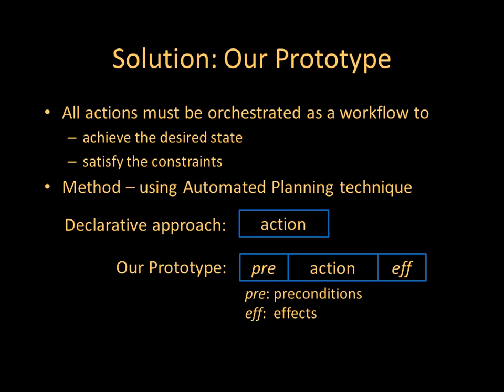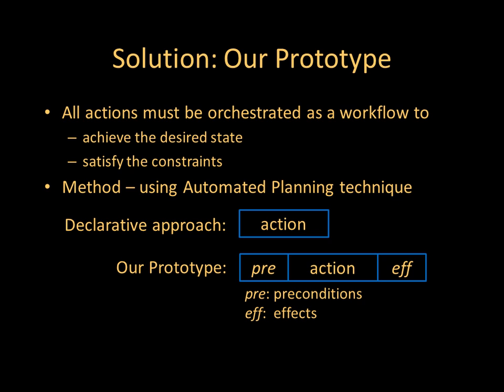So how can our prototype solve the problem? The main key to solve it is that all actions must be orchestrated in a workflow. By executing the workflow, the system can achieve the desired state and still satisfy the given constraint. To orchestrate the workflow, we use a technique called automated planning. This technique will generate a workflow from a given pair of initial and goal state.